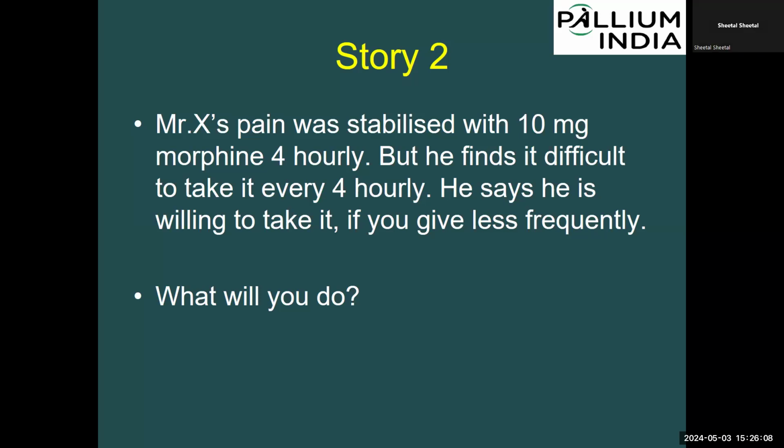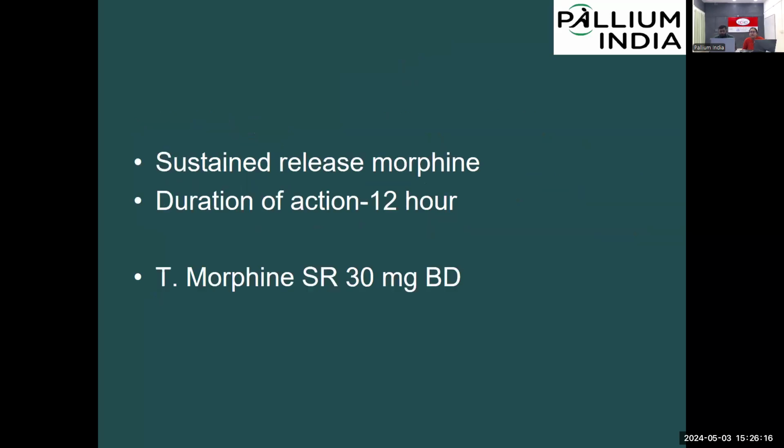Ma'am, we can convert into sustained release morphine. Yes, very good. So there come the sustained release preparations. For sustained release morphine, the duration of action is around 12 hours, so a BD dose can be given. This patient who was on 10 milligram of oral morphine 4 hourly, that means 60 milligram in 24 hours.